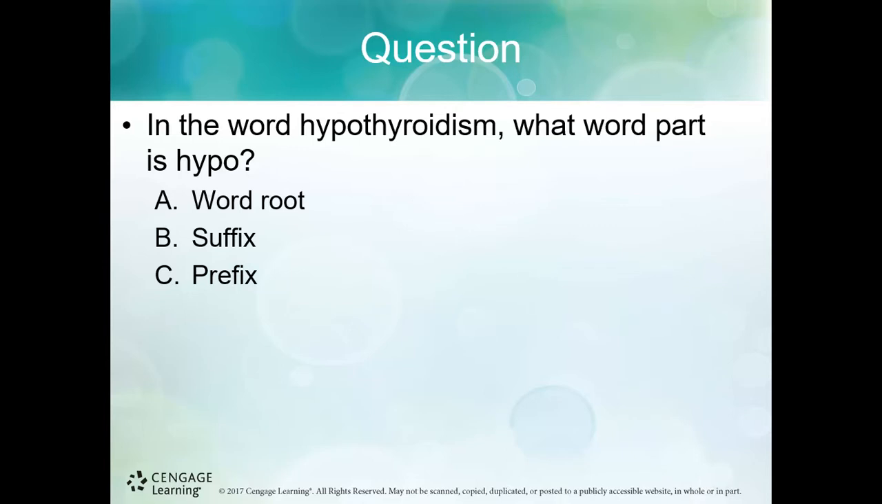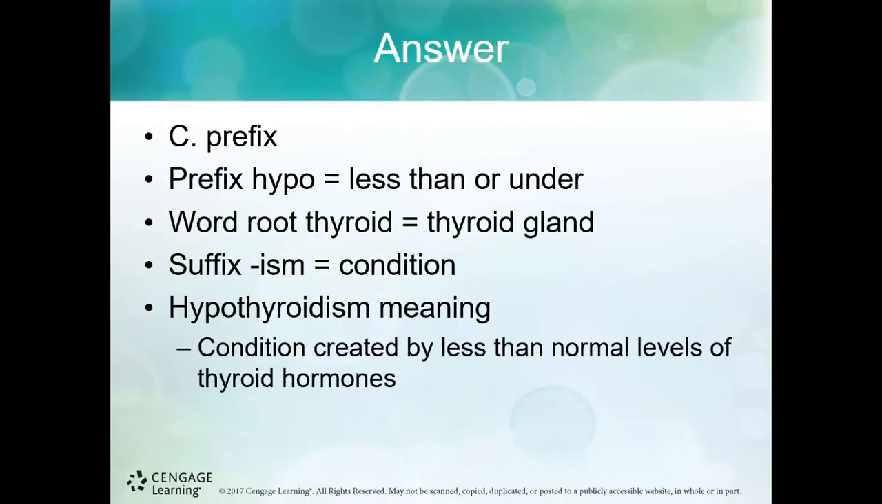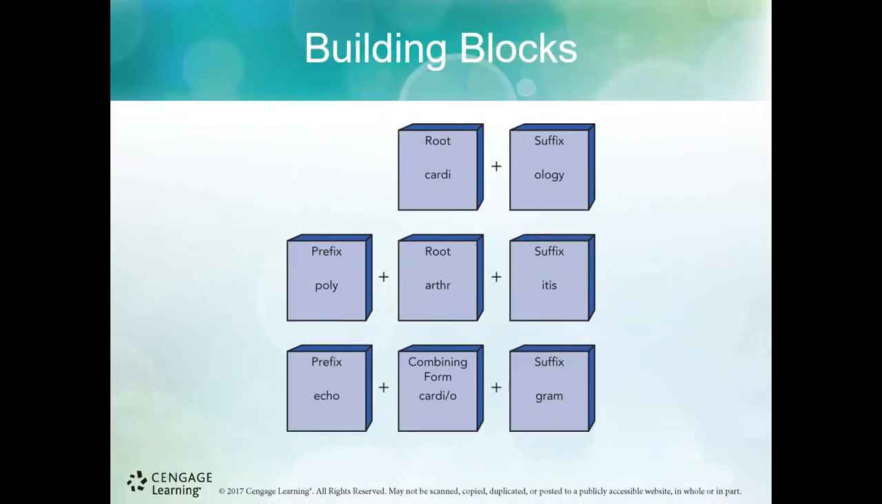In the word hypothyroidism, what part is hypo? A root, suffix, or prefix? It is a prefix. It means less than or under. So in deciphering this word, hypothyroidism means condition created by less than normal levels of thyroid hormones. So these are how you build medical terms.